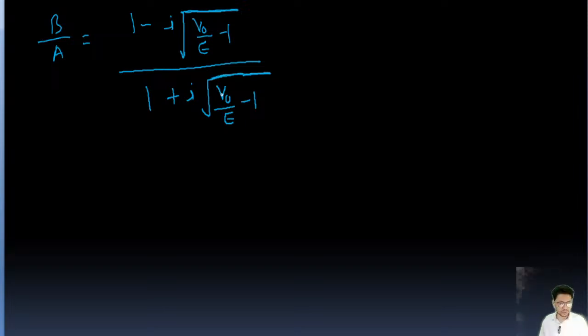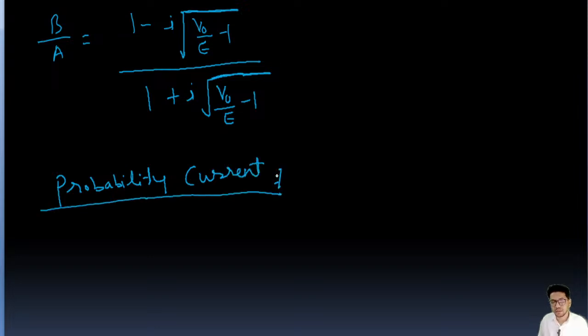Now next, before proceeding further, there are some points which I'm going to discuss. This is probability current density. I'm going to discuss probability current density. What is probability current density?